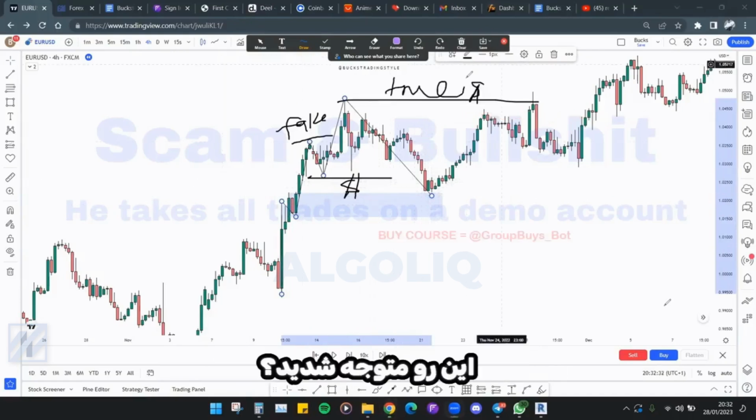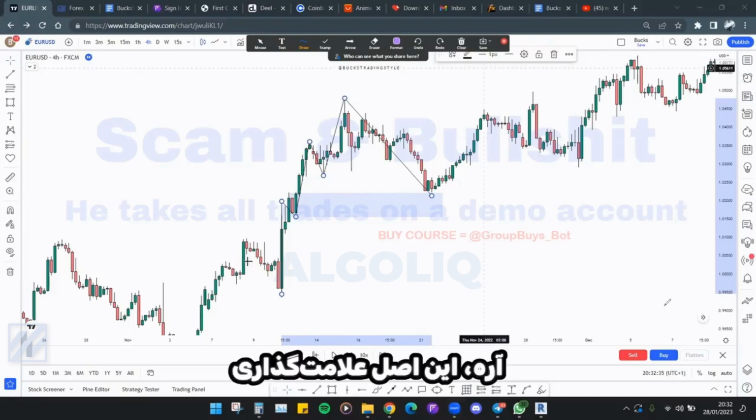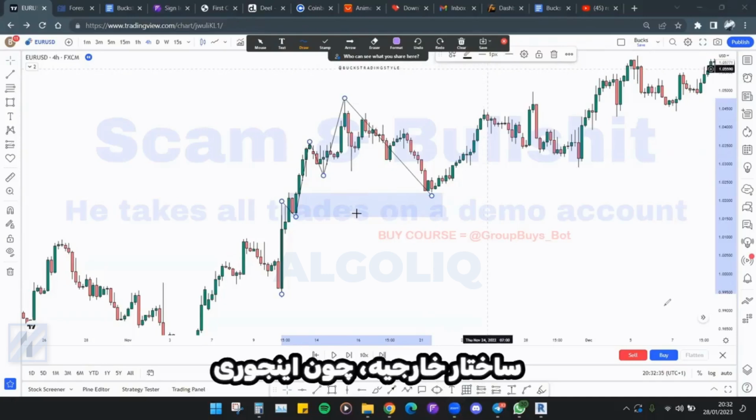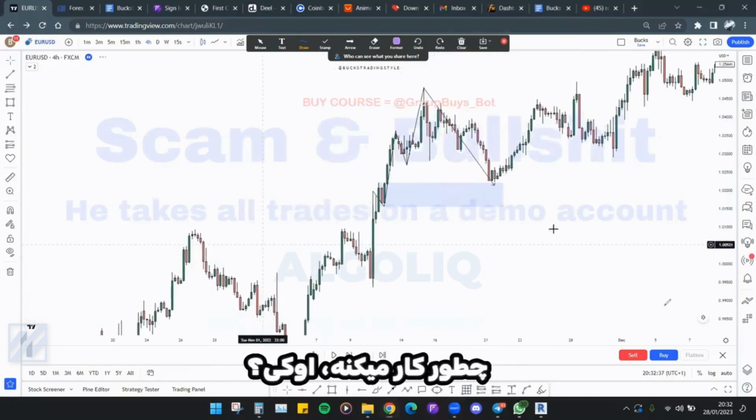Do you understand this? Yeah, this is the essence of marking your external structure, because when you mark external structure, we are going to be able to tell how liquidity works, okay?